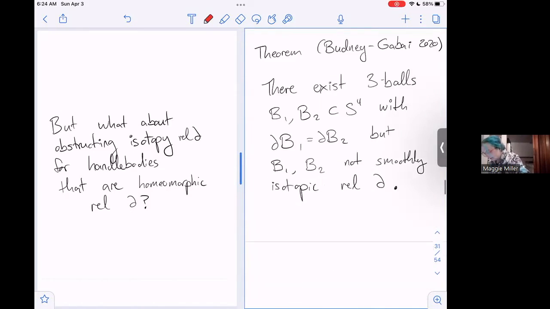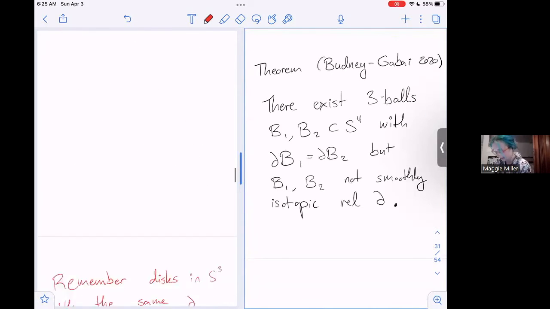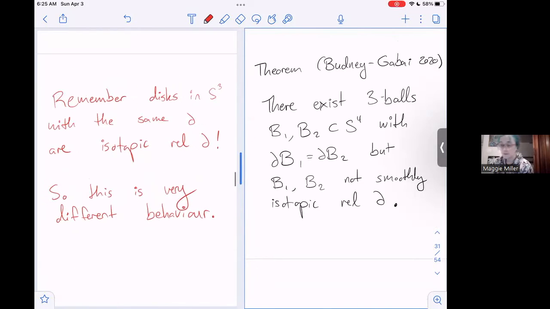And so 2 years ago, there was this awesome paper, Budney and Gabai, that showed that in fact, in this dimension, there are 3-balls smoothly embedded in the 4-sphere with the same boundary that aren't isotopic rel boundary, which is completely different from what happened in S3. And this is also related to the 4-dimensional Schoenflies conjecture, which asks whether every smooth S3 in S4 bounds smooth 4-balls. But it is not an answer to that conjecture, just motivated by it.